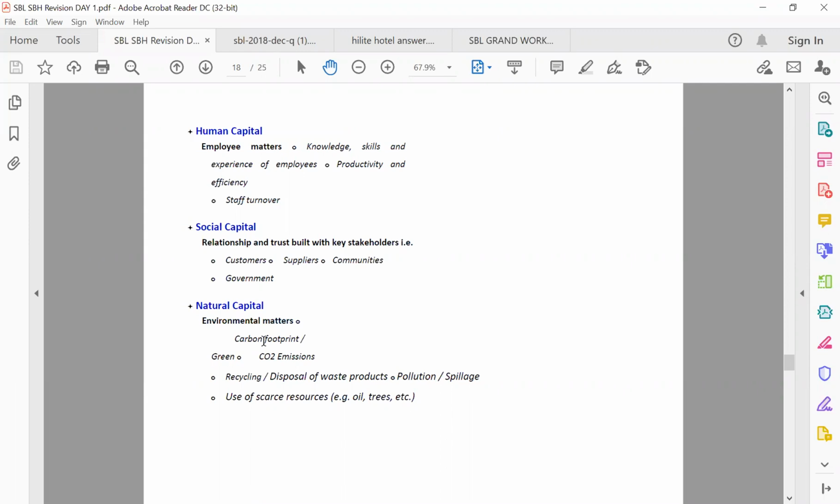Then comes the recycling and disposal of waste. We should be using our product for recycling purposes as well. We should make our product in such a way that its disposal of waste does not create pollution. There is no spillage of the natural resources that are available to us, and the use of scarce resources.